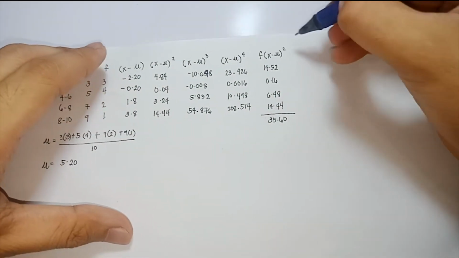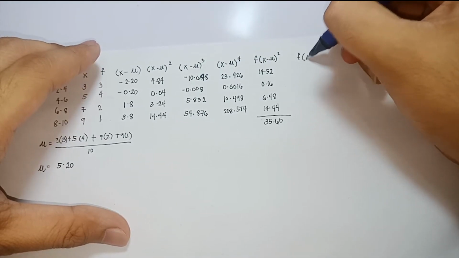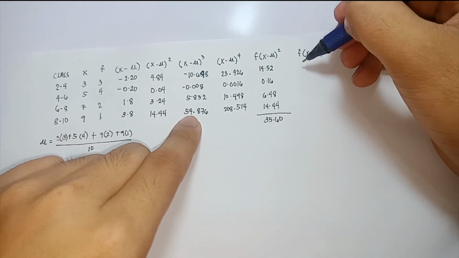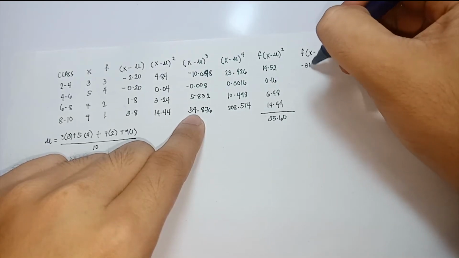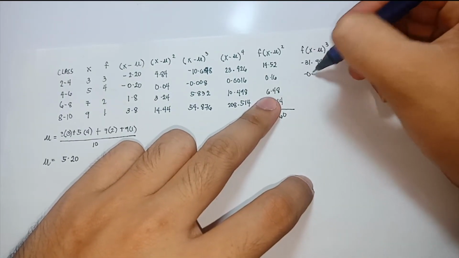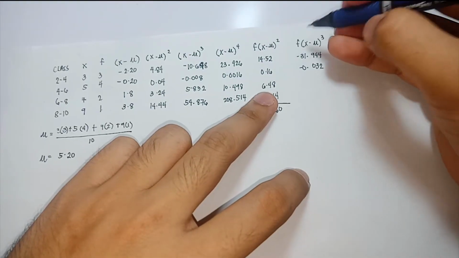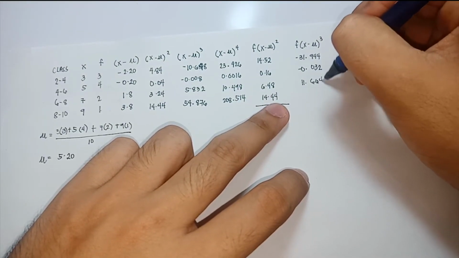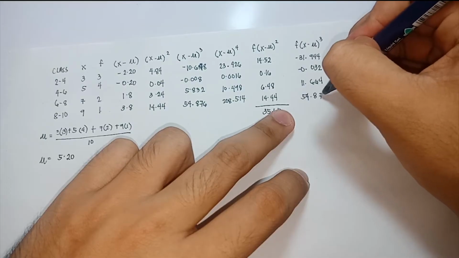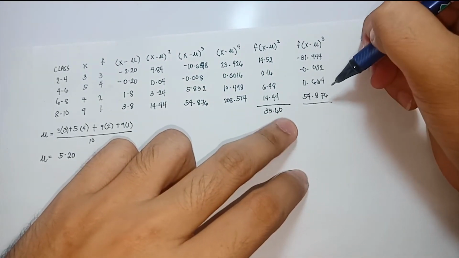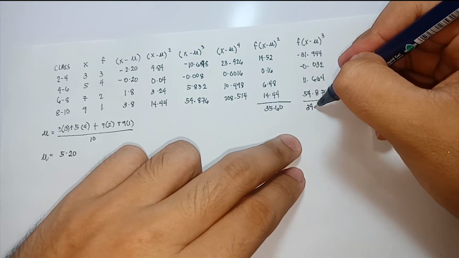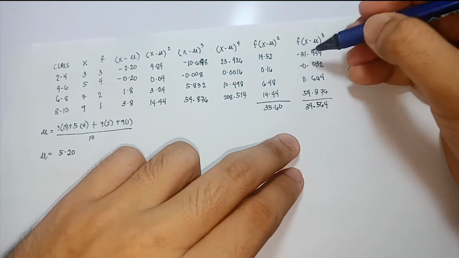Kayo nang bahalang mag-add. The next column is f multiplied by x minus mu cube naman. So, ito naman. So, again, na-ready ko na yan. So, we have negative 31.944, negative 0.032, 664. Next is 54.876. So, add din natin yon. Etong mga yan, add natin yan. We have 34. Ay, hindi pala. Tama. 34.564. Kasi may negative nga pala.